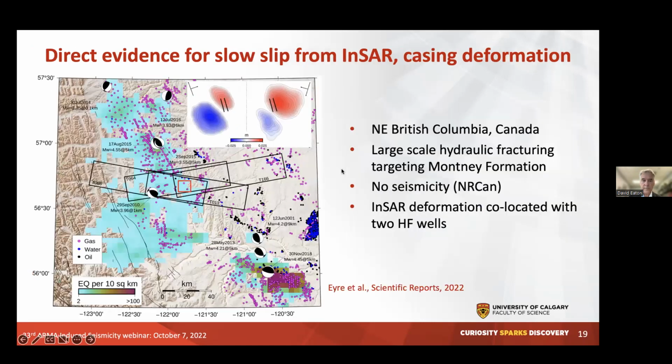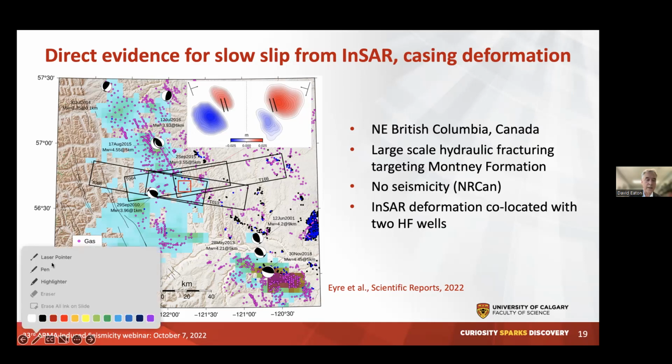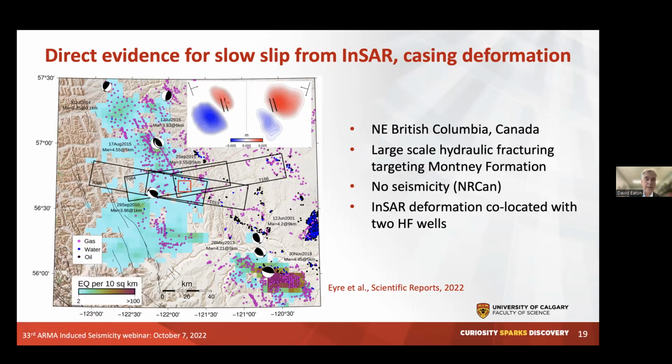So here is a diagram which is taken from our paper published in Scientific Reports. It's a pretty busy diagram, so I'll try to unpack it here for you. We'll start with the inset in the top right, which is showing phase unwrapped ground displacement images, so interferograms, for two different satellite passes. So this is using the Sentinel-1 InSAR satellite, and the black rectangles in the map show the locations of these different satellite passes. And also shown on here, these black horizontal lines represent hydraulically fractured wells. So these are two wells, so we can see that the ground deformation pattern is co-located with a hydraulic fracturing program.